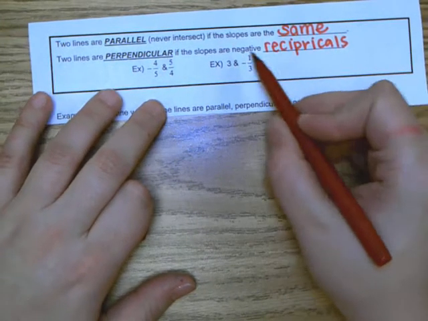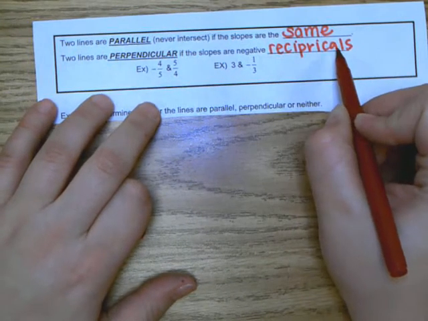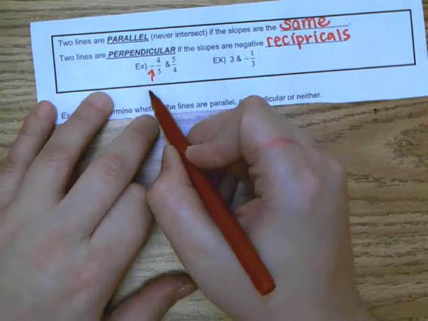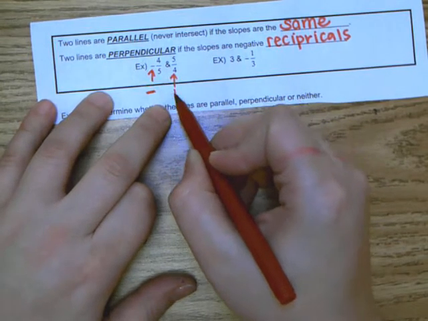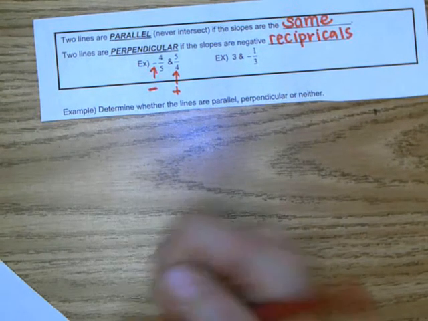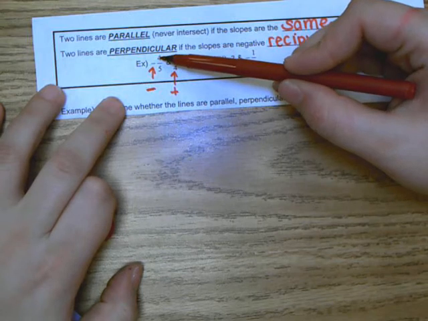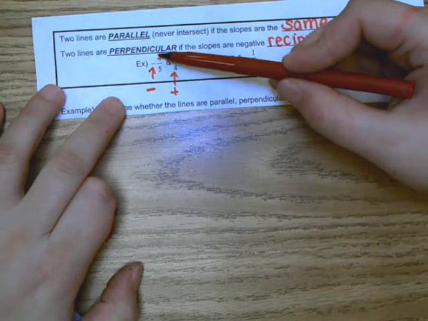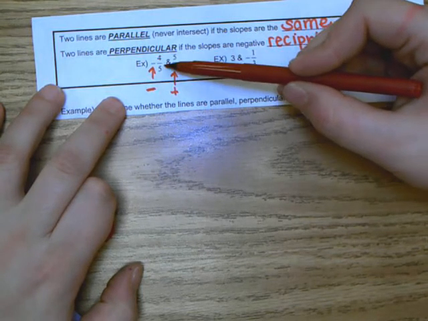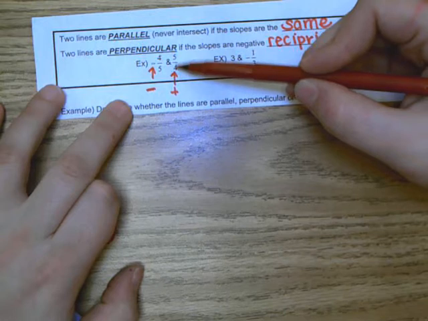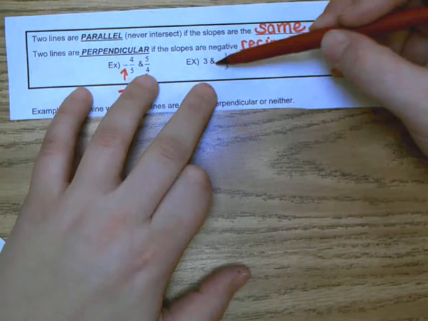So perpendicular, they have to have negative reciprocals. What that means is one of the slopes is negative and one of the slopes is positive. That's one condition. Then they have to be reciprocals. So like 4/5, if I flip-flop the 4 and the 5 in the numerator and the denominator, I have 5/4.